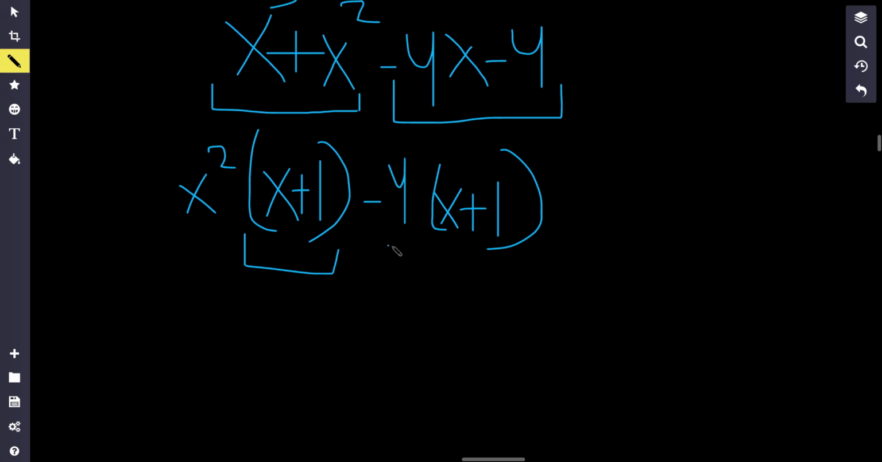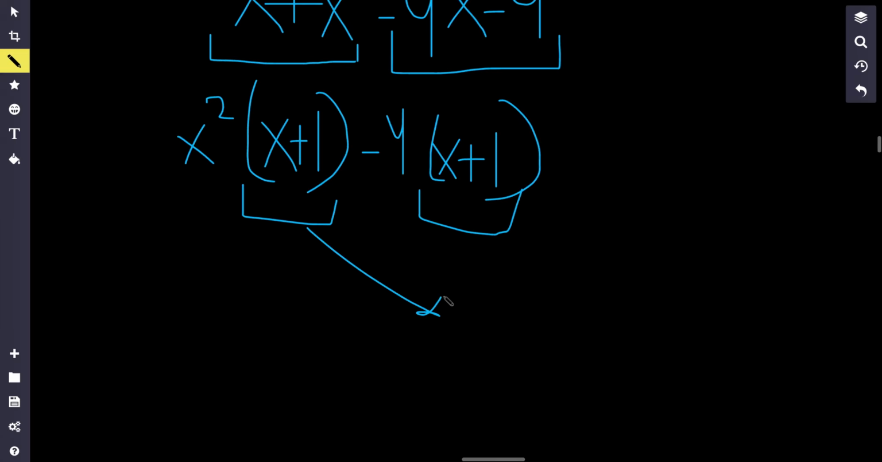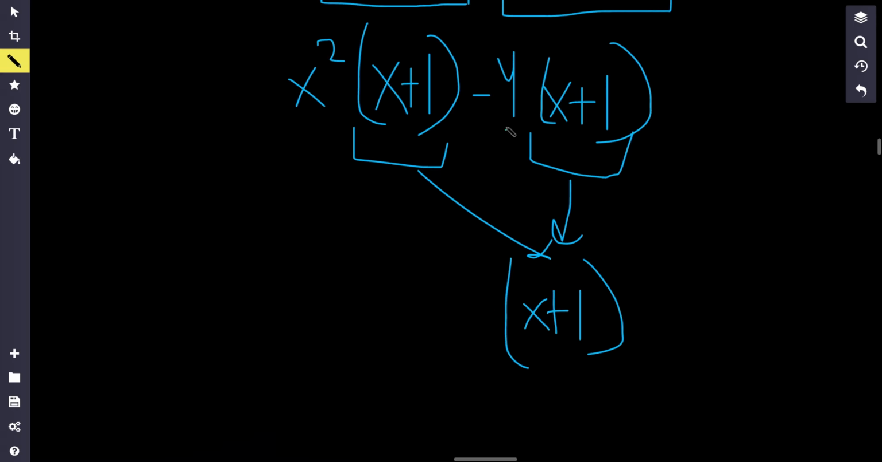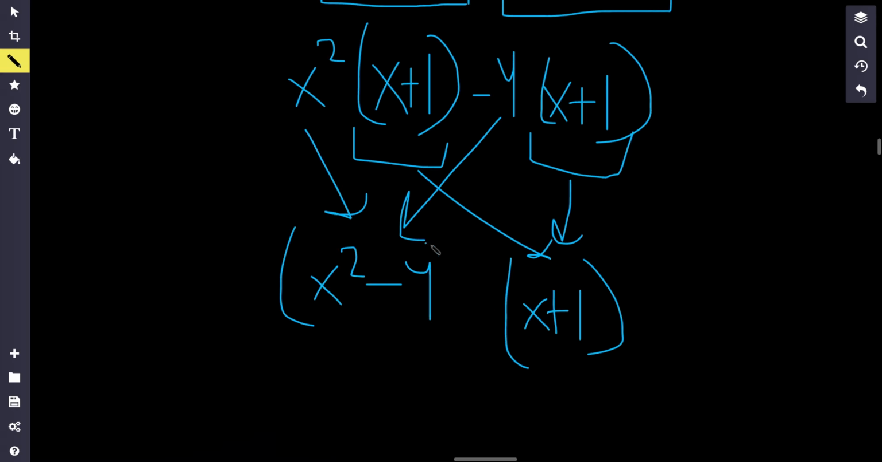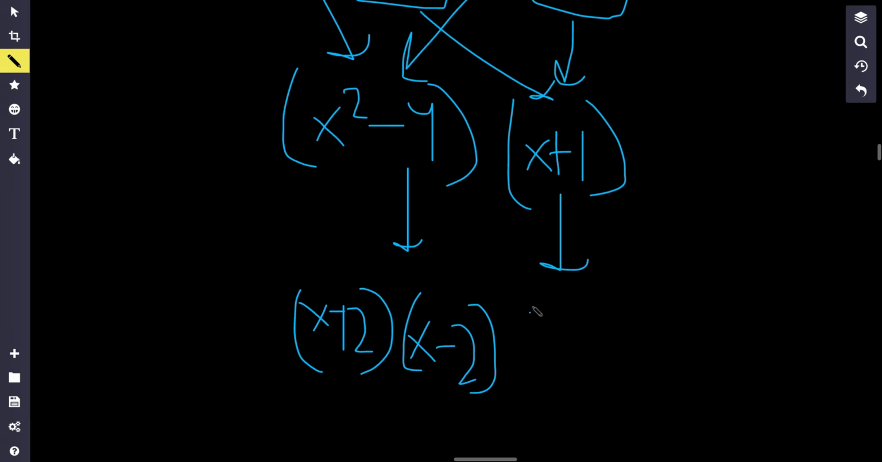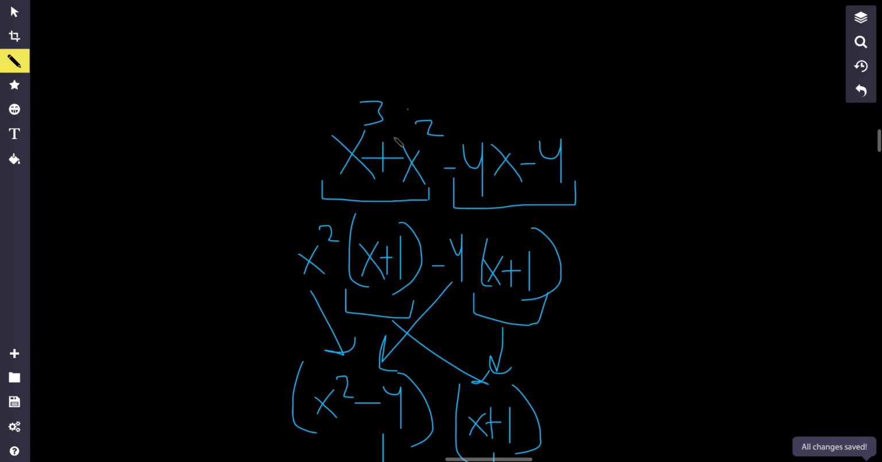Notice how these two things are the same. So I can combine these into one thing. I can combine the x plus 1s into one thing. And I can combine the x squared minus 4 into another part. Now x squared minus 4 is the difference of 2 squares. So it's going to be equal to x plus 2 times x minus 2. And don't forget the x plus 1. That's going to be our answer. That's going to be the fully factored form for this.